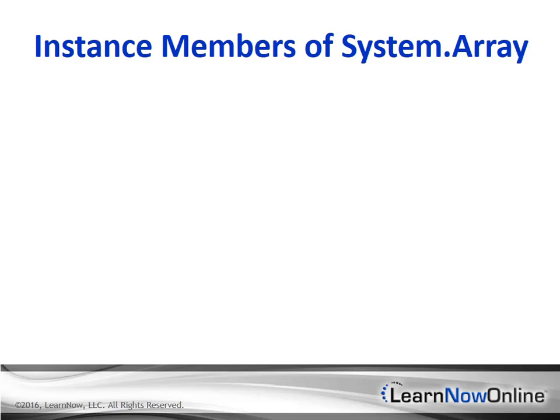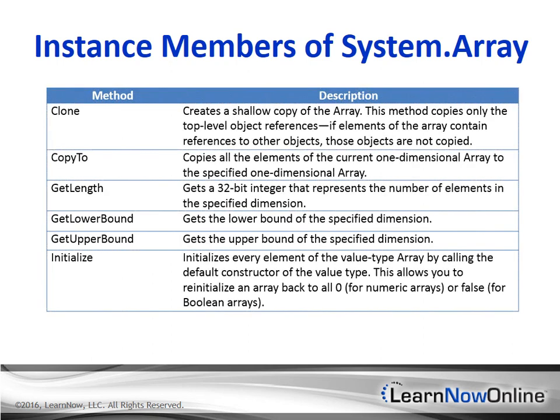Because the array class provides so few instance members that you're likely to use very often, it's easiest to summarize the methods in a table. I've got that here. So Clone creates a shallow copy of an array. CopyTo copies all the elements of the current one-dimensional array to another array. GetLength gets a 32-bit integer that represents the number of elements in a particular dimension. GetLowerBound gets the lower bound of the specified dimension. GetUpperBound gets the upper bound.